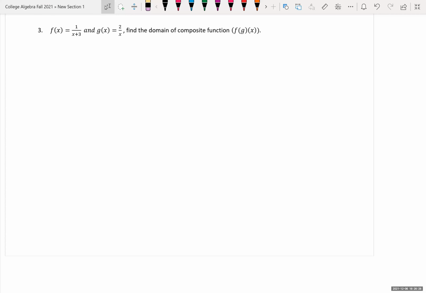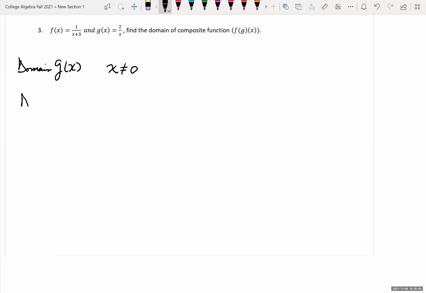So we have f of x equals 1 over x plus 3 and g of x equals 2 over x. And we want to find the domain of the composite function, f of g of x. And so let's look at g of x and the domain of that. The only trouble spot for g of x is when our denominator is 0, the value of x which sets the denominator equal to 0. And so x cannot be 0. So it's all real numbers but 0.